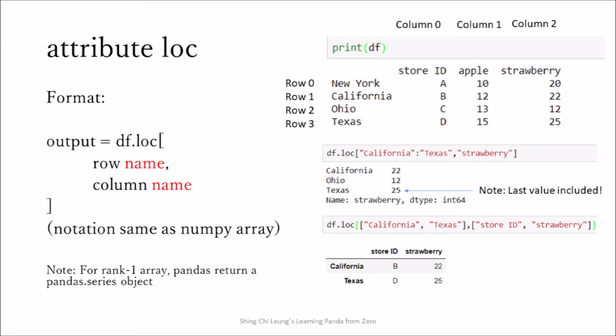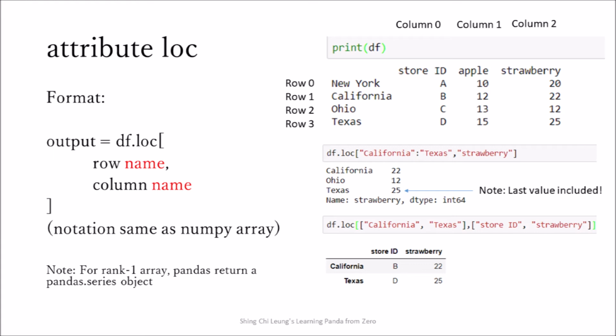For example, if we pass the indices California colon Texas as rows and then strawberry as the indicated column, again, Pandas will search the row starting from California and the ending row Texas. But this time something is different. When we look at the output, there are 3 rows instead of 2 rows. So here is the major difference between the call by iloc and loc. For loc, the ending value, or to be precise, index, is also included.